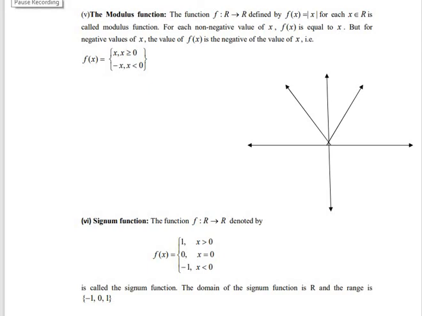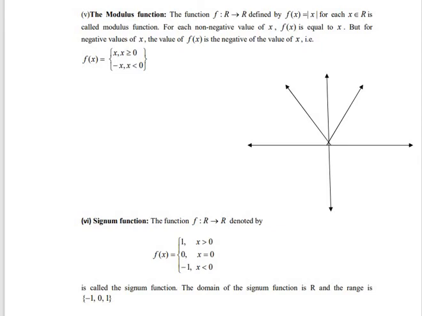Now in our previous class we discussed some special functions. In today's class also we will discuss some important functions. So our first function is the modulus function.